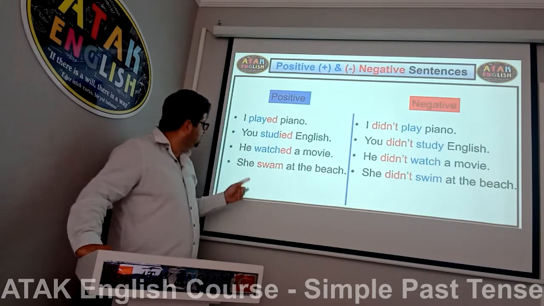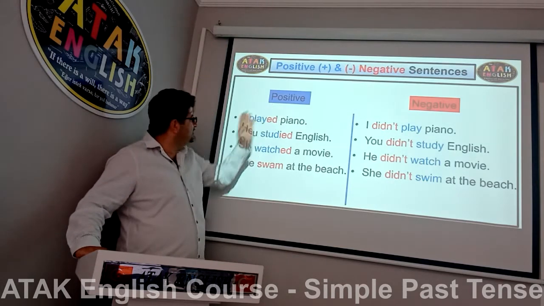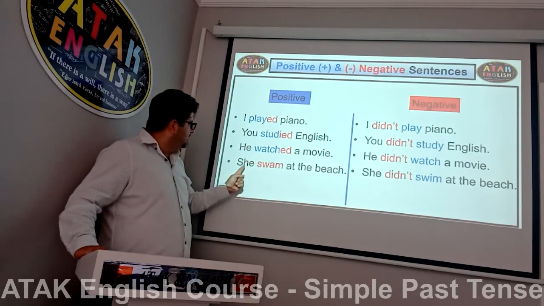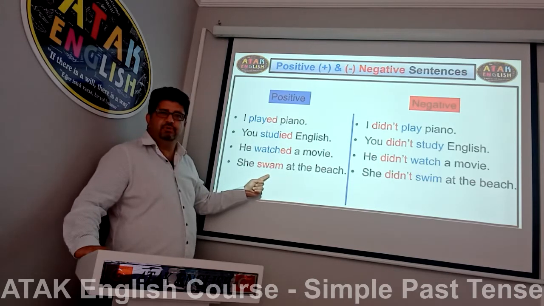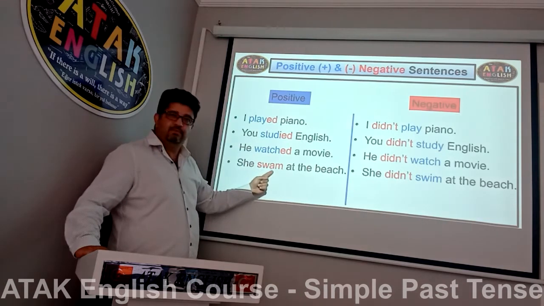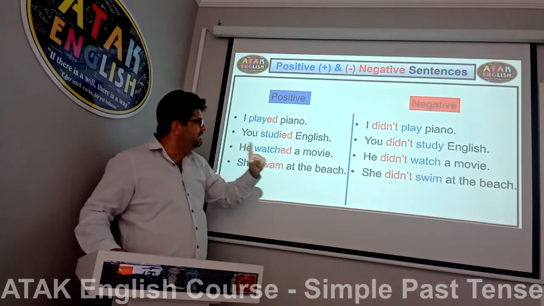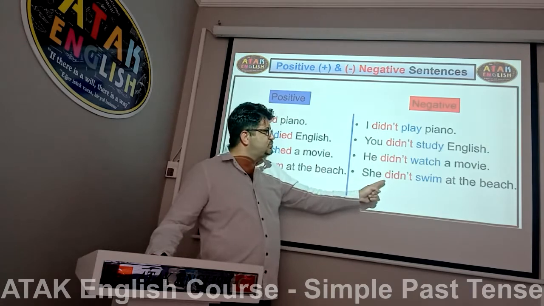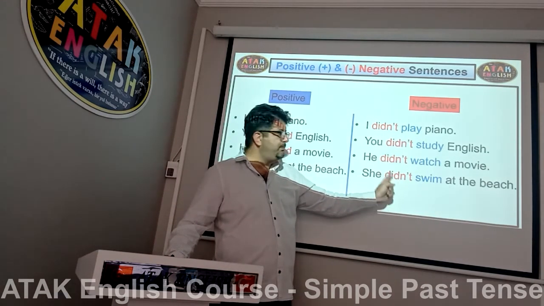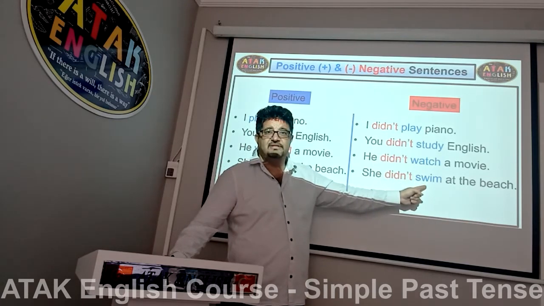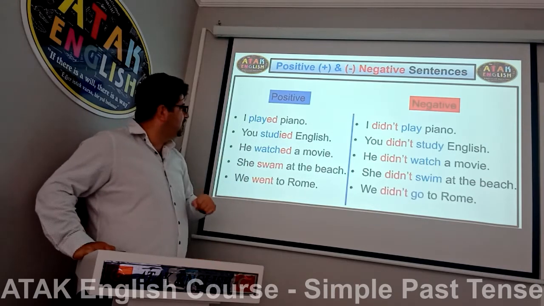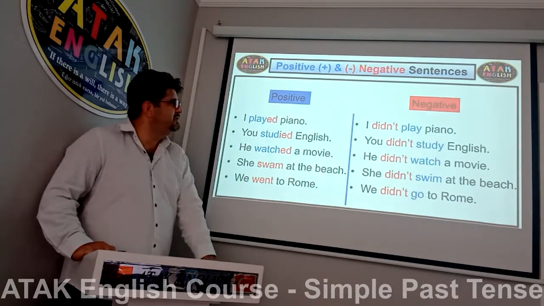Again, I'd like to attract your attention here. In positive form, I don't use the helping word did. Instead, I use verb 2. She swam. Subject plus verb 2. But to make it negative, she didn't swim. Subject, negative helping verb, and verb 1 this time. He went to Rome. We went to Rome. We didn't go to Rome.